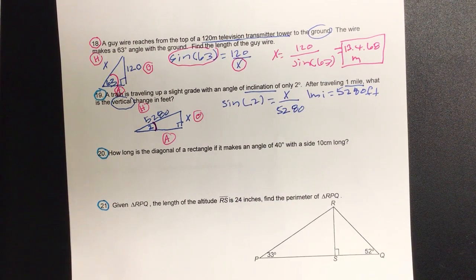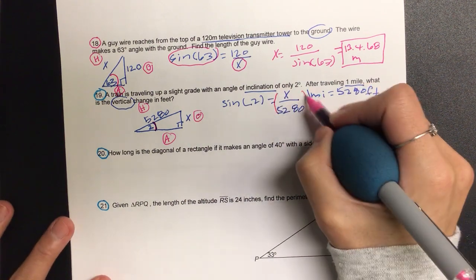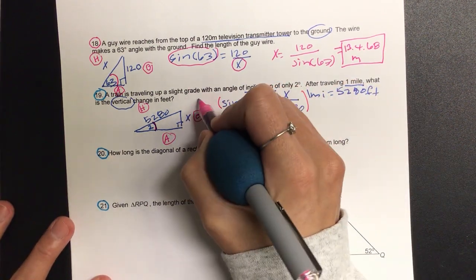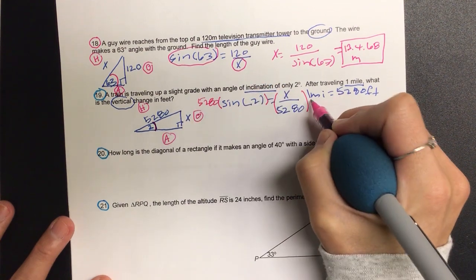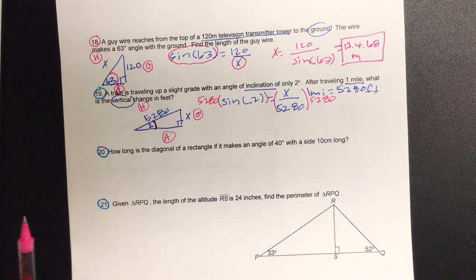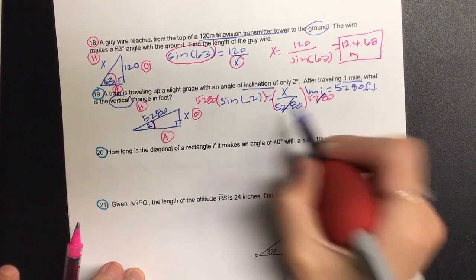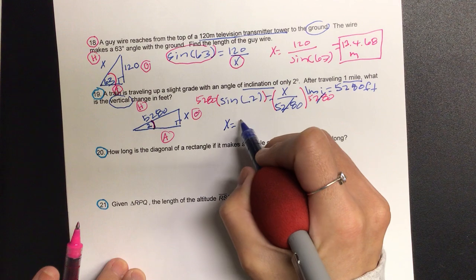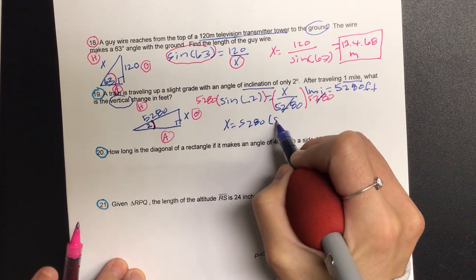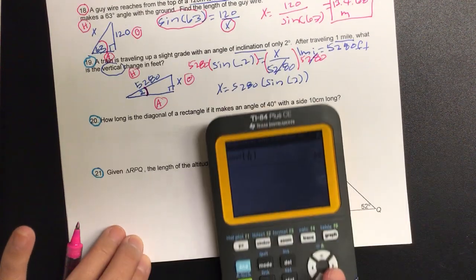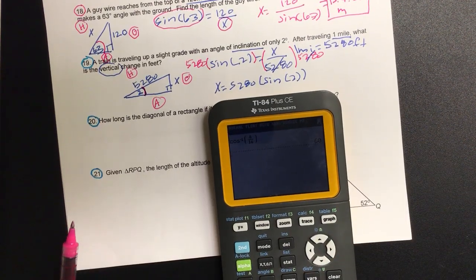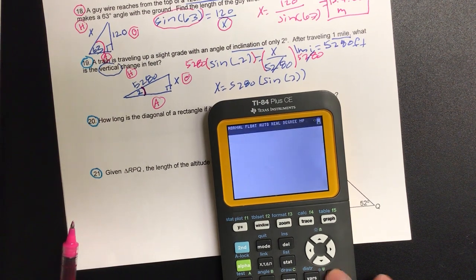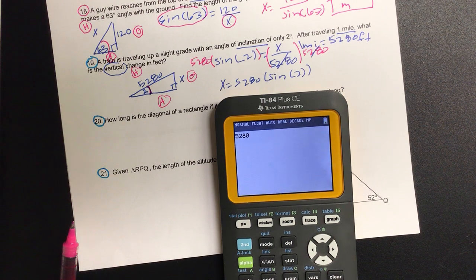Now for this one, my variable is not on the bottom. So I am going to multiply by 5,280 on both sides. That's the algebra piece. Which makes this go away. So my x becomes everything on the left. Okay, let's anticipate something. Because my inclination is 2 degrees, will the x be really large or kind of small compared to the hypotenuse? It should be pretty small. Let's check. So we have 5,280 times sine of 2.